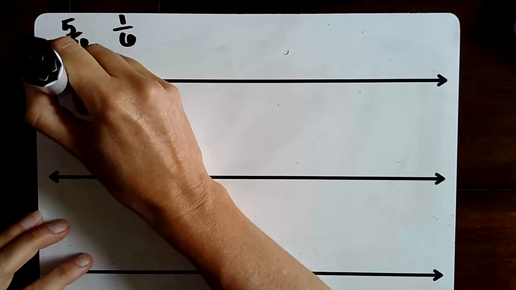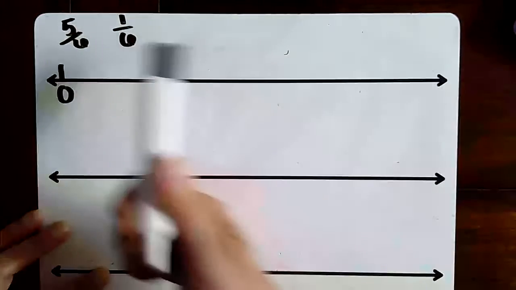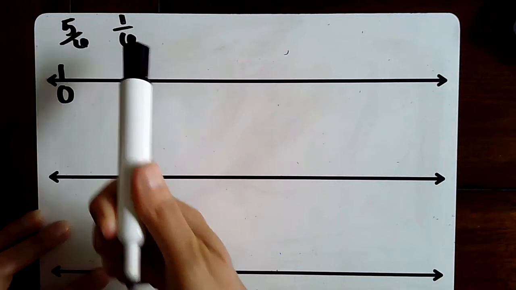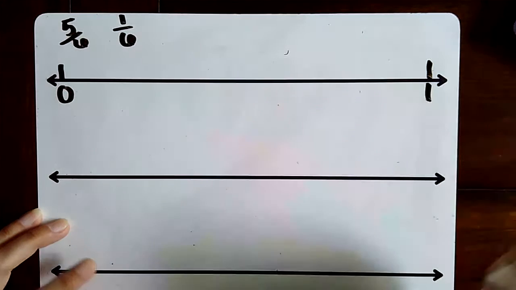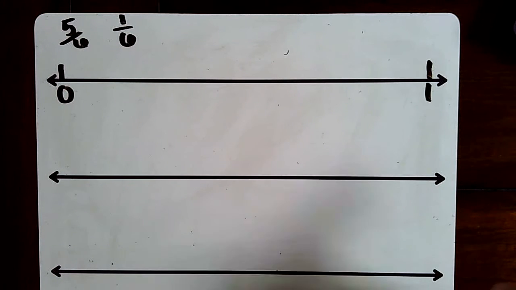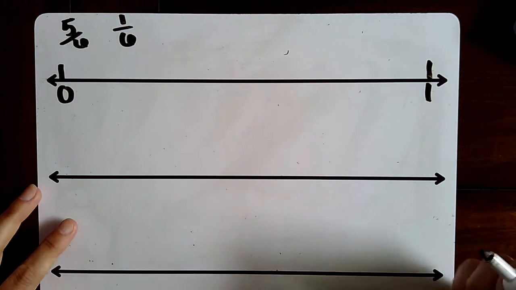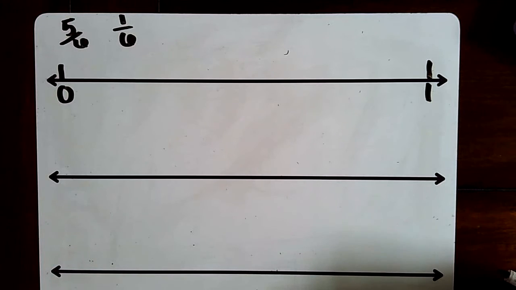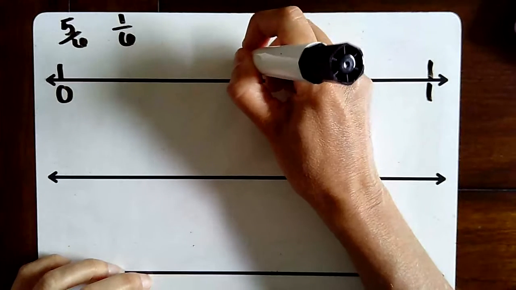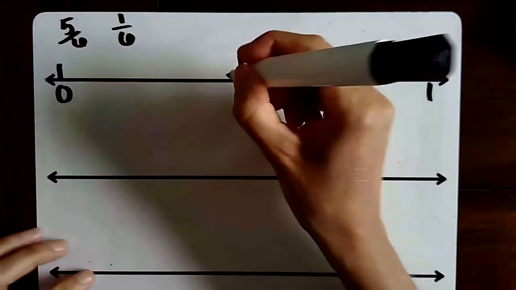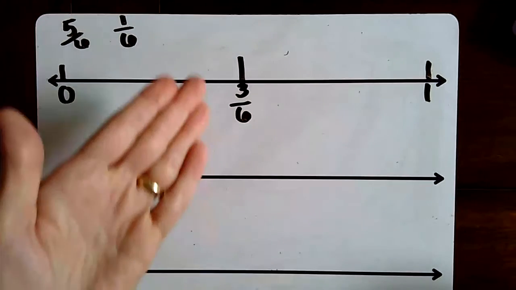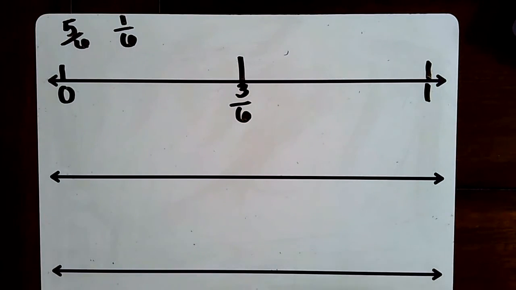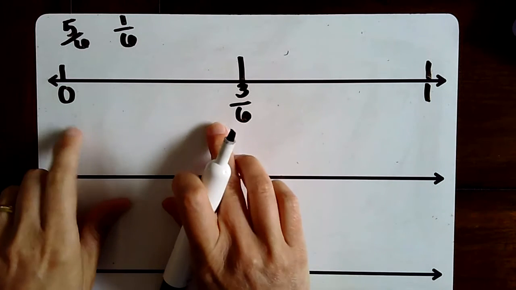Let's go ahead and label our number line into 6 pieces, or sixths, because that's our denominator. Both fractions are less than a whole, so we're going to stop at 1. And let's think really hard. What is half of 6? Half of 6 is 3, so we can go ahead and put 3/6 in the middle because the numerator is half of the denominator.